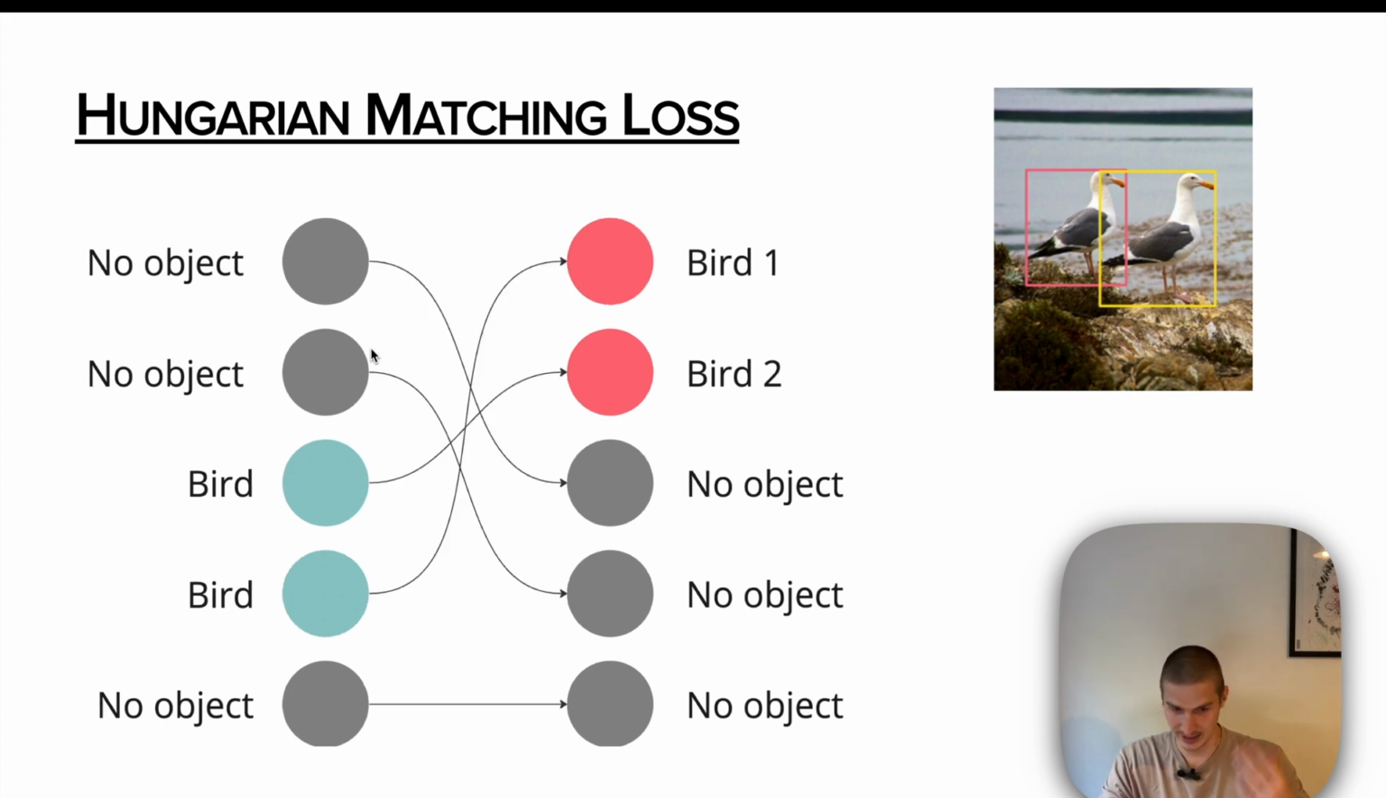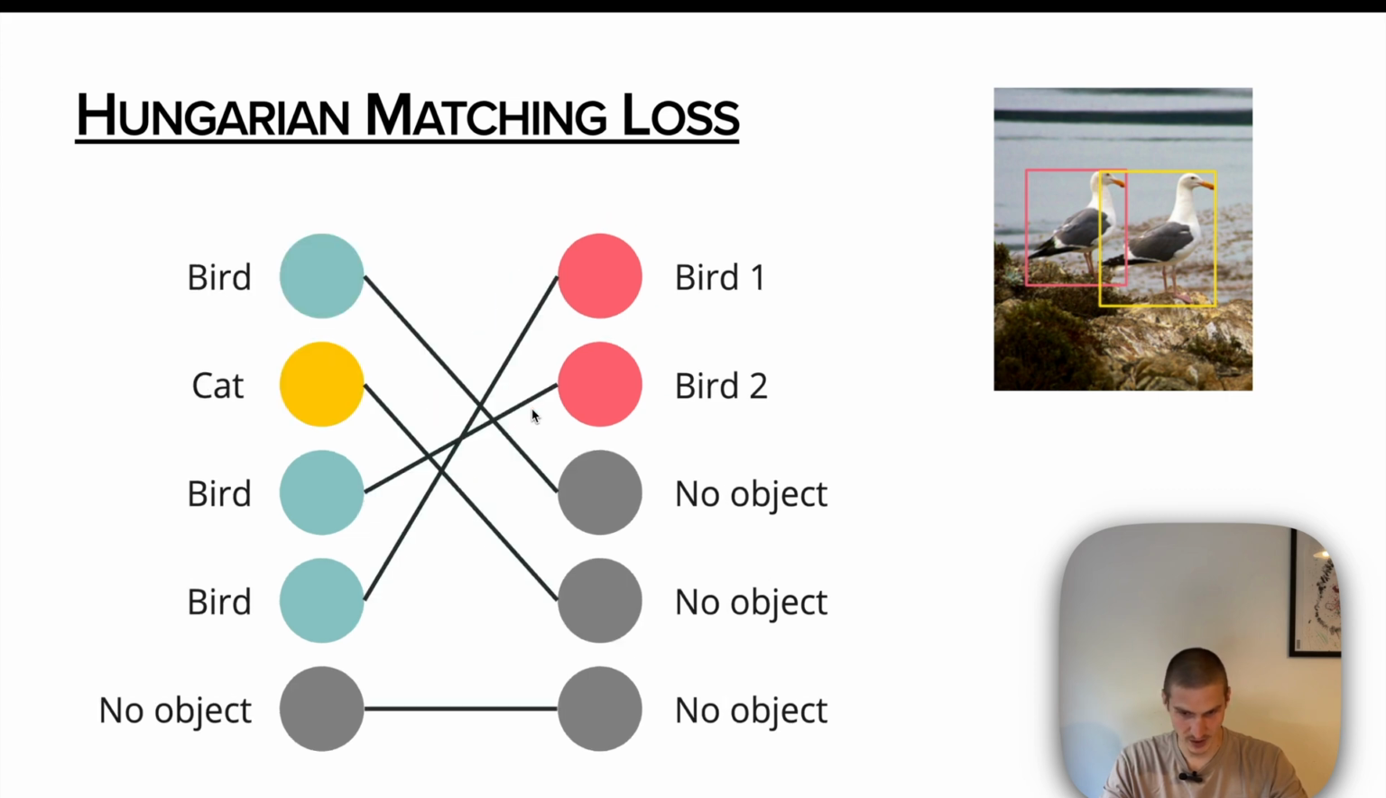So in this case, it will get connected somehow like this. So this model prediction gets connected to the first bird, and this model prediction gets connected to the second bird. In some more complicated cases, we might see something like this. So here, for example, the model has predicted 3 birds and 1 cat. And so the Hungarian matching loss will connect one bird to a ground truth object, another bird to a ground truth object, at which point we run out of ground truth objects. So this third bird, which is basically a duplicate at this point, has to be connected to something, which will be this no-object class, which means that the model will suffer classification error from this connection. The same for this cat.